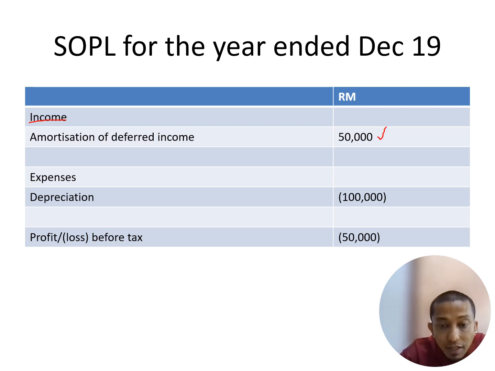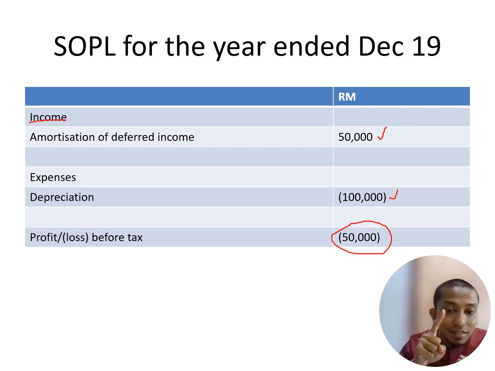And depreciation is 100,000. You see, the total is still negative 50,000, which is the same as if you do it using the writing off against asset method. So again, whichever method you use, it does not affect your profit or loss. It is going to be the same effect for profit or loss. So that one is related to the writing off against asset method and the deferred income method.